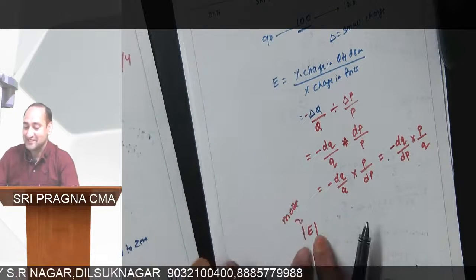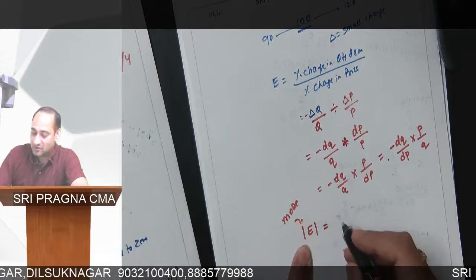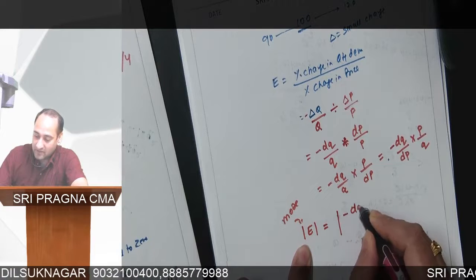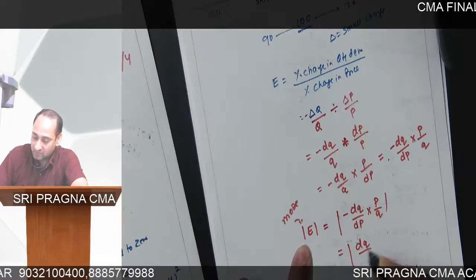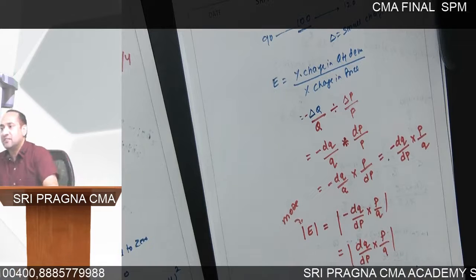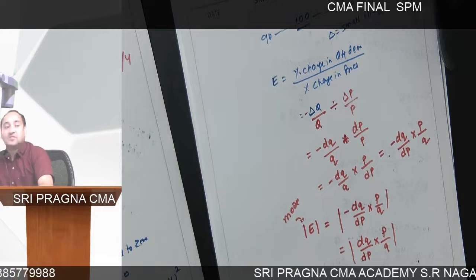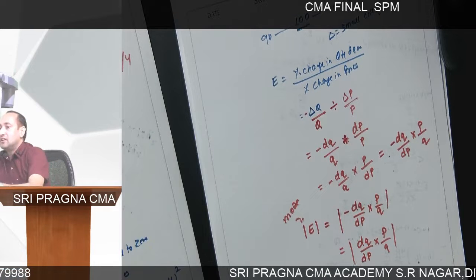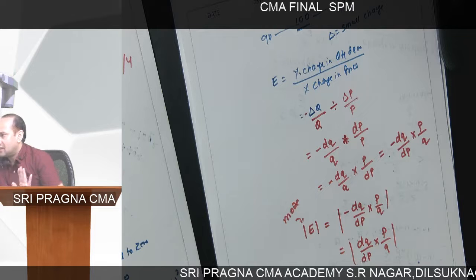So this is E, and E is read as a mode. When you put the mode here on dq by dp, it is going to become a positive number. So dq by dp into p by q. Is it clear to all of you? Everybody is comfortable? So this is the elasticity of demand. We are going to use this formula in the discussion. Concept clear na? I don't think anybody has an issue.